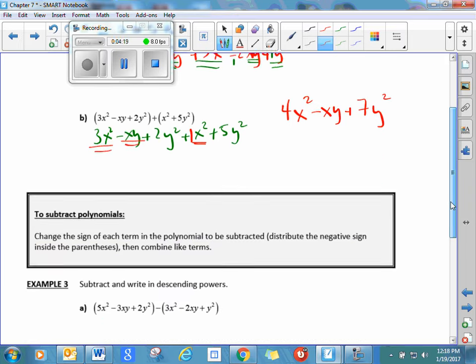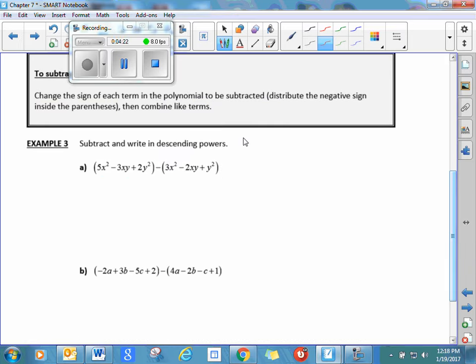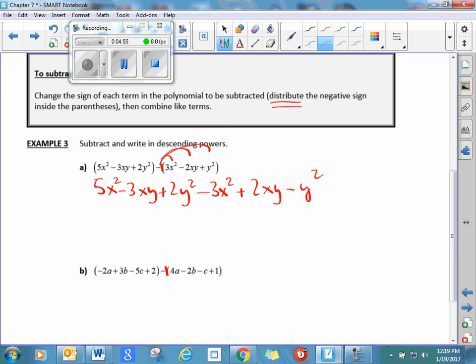We're going to subtract polynomials now, and it's very, very similar, except you have to consider that this is a negative 1, and it needs to be distributed before you combine your like terms. So this guy distributes to each piece. I'm going to drop the parentheses on my first expression. I'm going to distribute negative 1, and I get minus 3x squared plus 2xy minus y squared. And now I'm ready to do exactly what I did in the examples up above.